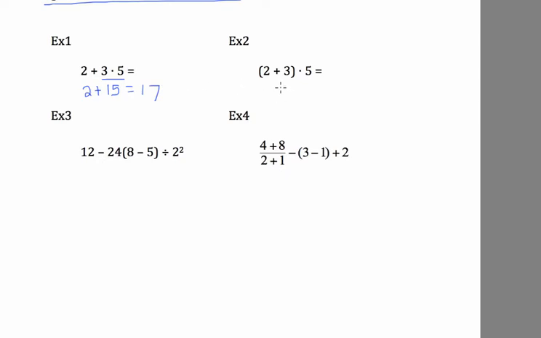Over here, example 2. The parenthesis goes first. So I do whatever's in the parenthesis first. So that would be 5 times 5 would be 25.